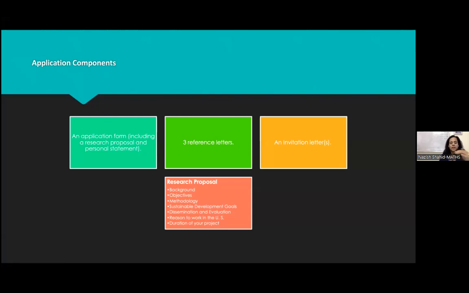You will be filling out this application for this program. You will be including your personal information, and then in the same application form, you will have to attach a research proposal and a personal statement. The personal statement has already been discussed by Dr. Mir, so I'll talk about the proposal.